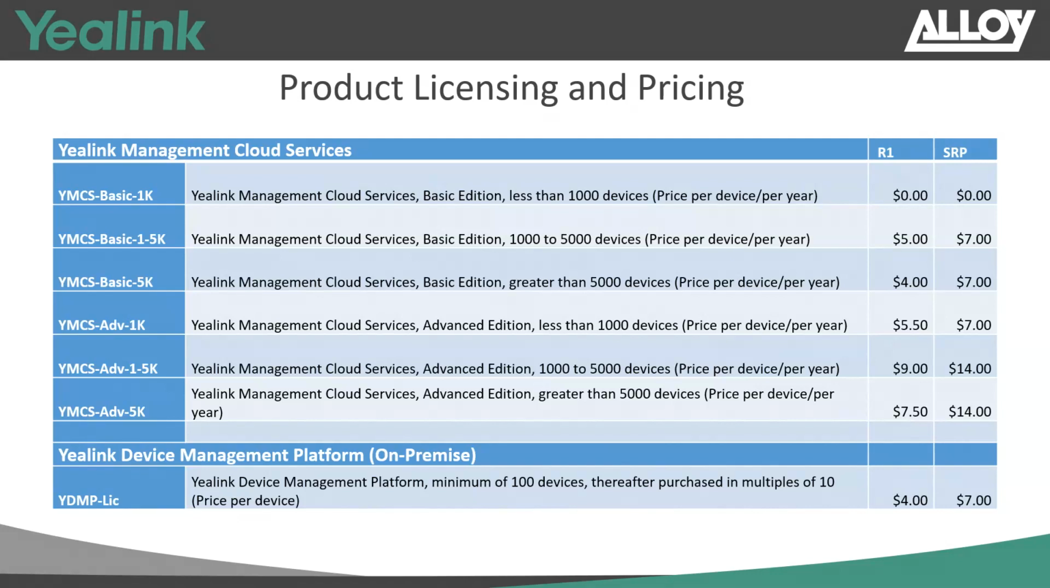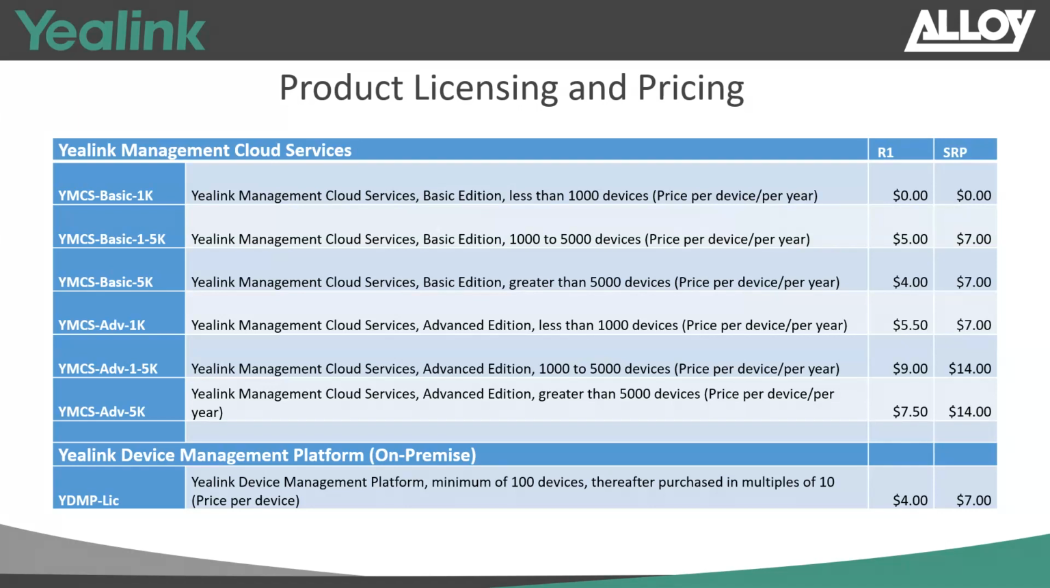If you have between 1,000 and 5,000 devices, then you'll be paying $5 per device per year to utilize this service. And if you have more than 5,000, that's $4 per device per year. Now, if you do need the advanced functionality of the YMCS, less than 1,000 devices is $5.50 per device per year. 1,000 to 5,000 devices is $9 per device per year. And then greater than 5,000 is $7.50 per device per year.